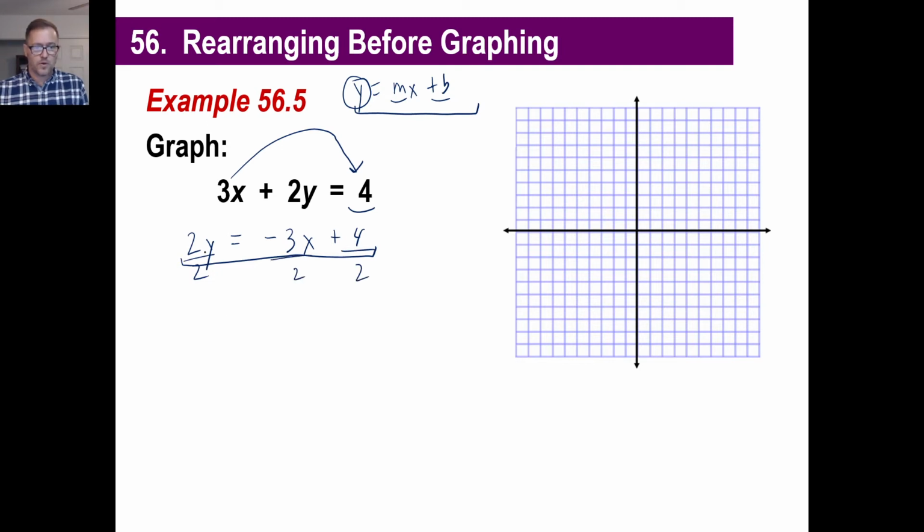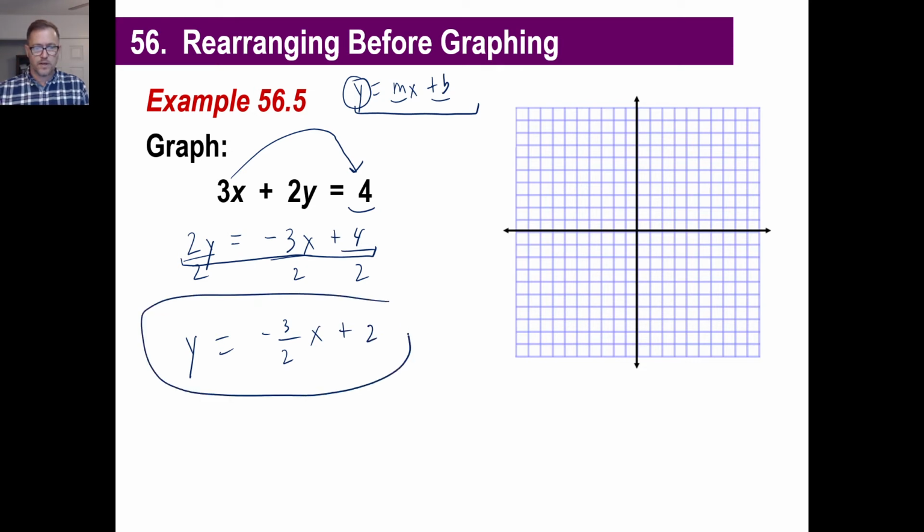So the new equation becomes 2 divided by 2y, or just y, and negative 3 divided by 2, just put negative 3 over 2. That's fine to put. And x. There's nothing wrong with having a fraction in front of the x, totally fine. 4 divided by 2 we know is 2. Okay, that is your equation. There you go. Now we're going to need to graph that.